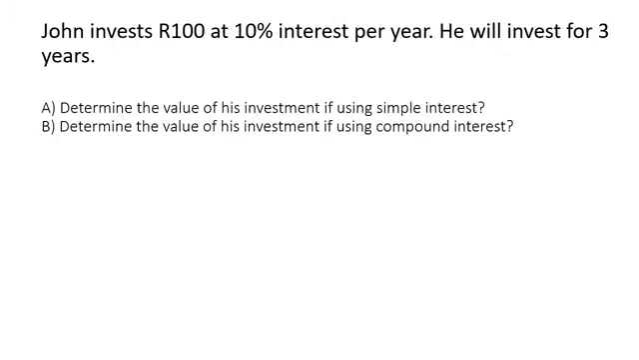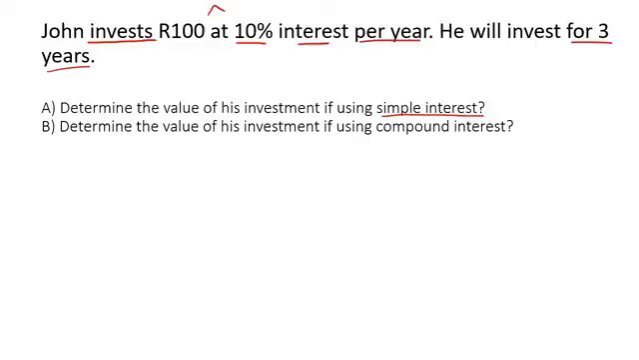Okay, so let's begin. John invests. So this guy's investing money, so he's going to make his money go up. Okay, fantastic. So John invests 100 Rand and he's going to earn 10% interest per year. He will invest for 3 years. Okay, so determine the value of his investment if he uses simple interest.